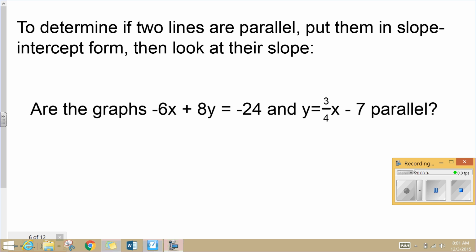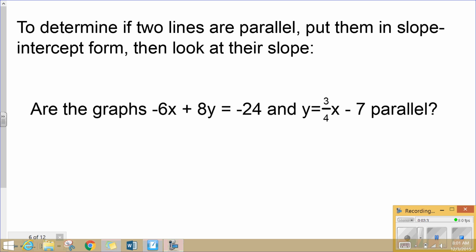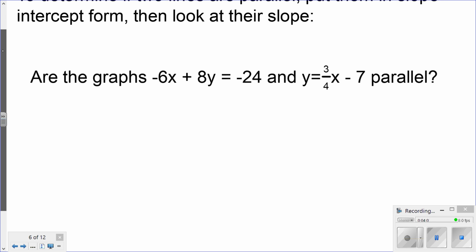One of the questions you'll see on the homework is to determine if two lines are parallel. Put them in slope-intercept form. So are the graphs negative 6x plus 8y equals negative 24 and y equals 3/4 x minus 7 parallel? I already have one of them in slope-intercept form, y equals 3/4 x minus 7. Great. I need to take my other equation, negative 6x plus 8y equals negative 24, and solve that for y, put it into slope-intercept form. That way I can look at their slopes and intercepts to determine are they parallel or not.